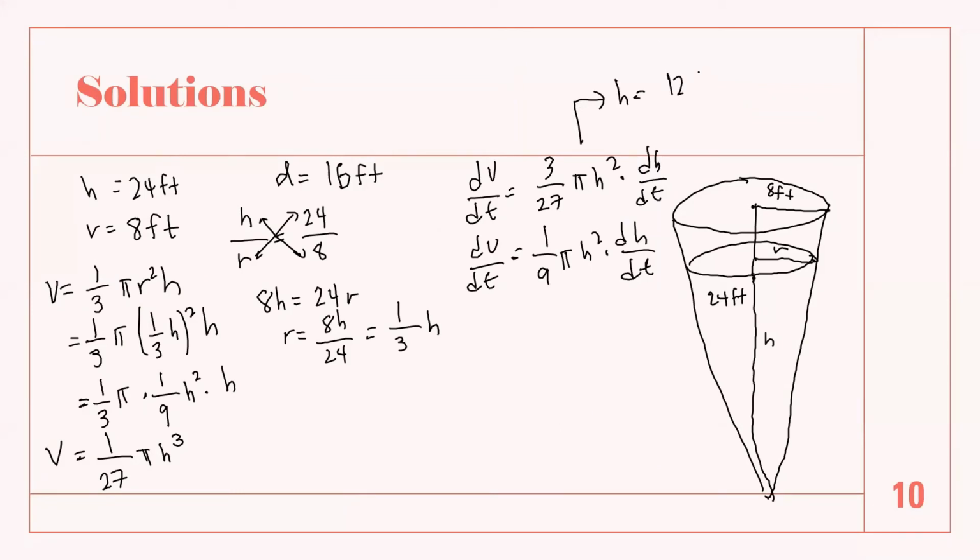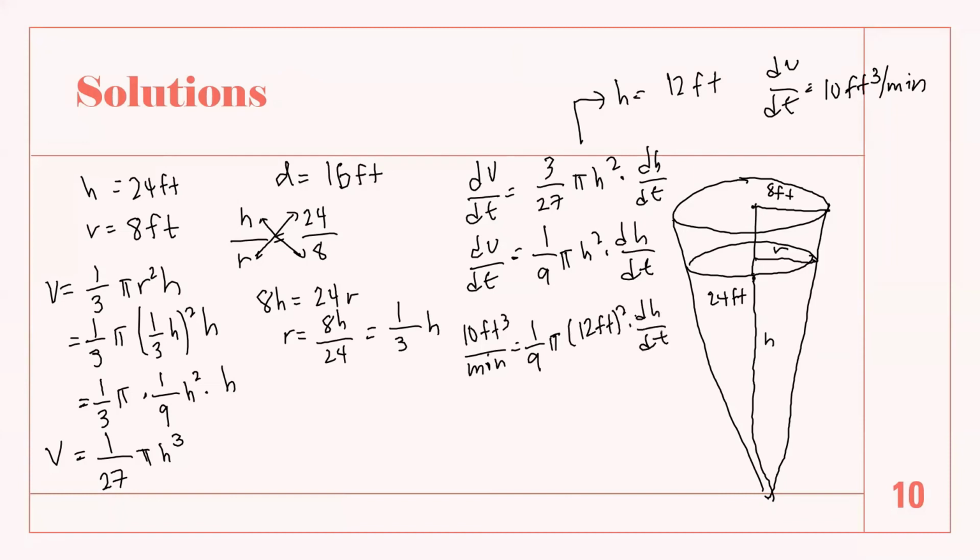yung h na to is 12 feet. Tapos yung dV over dt is 10 feet cube over minute. Okay, so now magsasubstitute po na tayo. So 10 feet cube over minute equals 1 over 9 pi, then 12 feet squared, then dh over dt. So what we are going to do is simplify according to PEMDAS rule. Okay, pag sinabing 12 feet, then squared, magiging 144 feet squared siya, tapos over 9, then pi, then dh over dt.